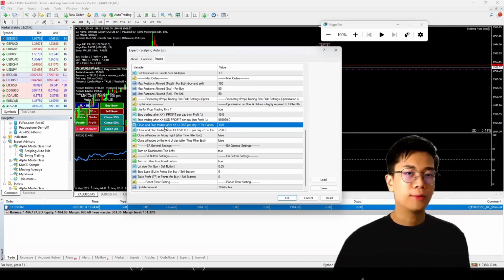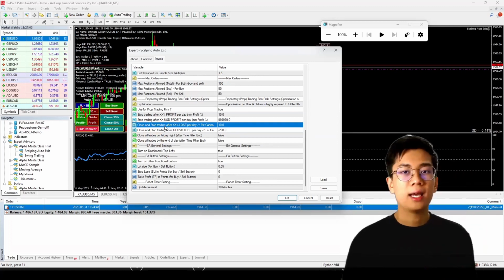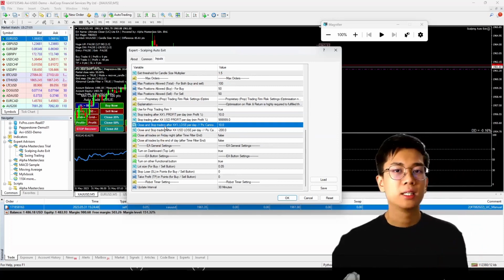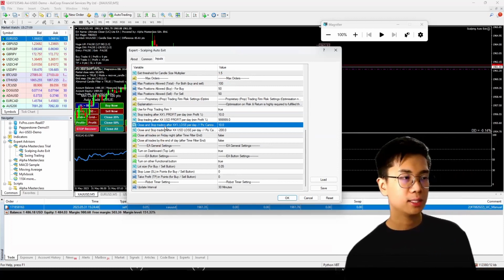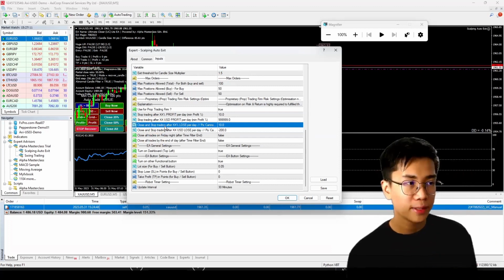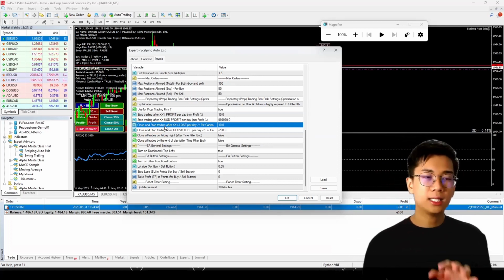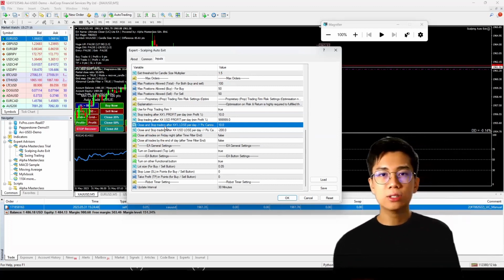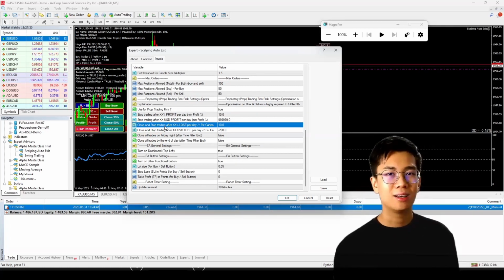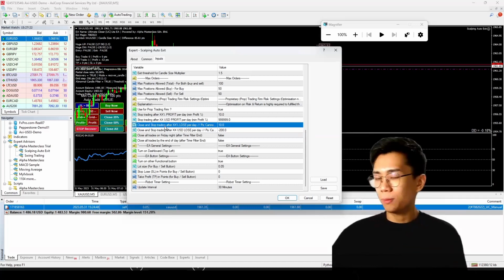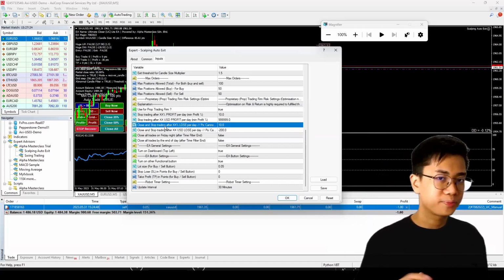Meaning that this robot will stop trading and close all of your trades, to liquidate all the losing trades that are causing drawdown. By doing this, it solves another problem of risk management. You don't know how to close the trade? Let the robot handle it for you.